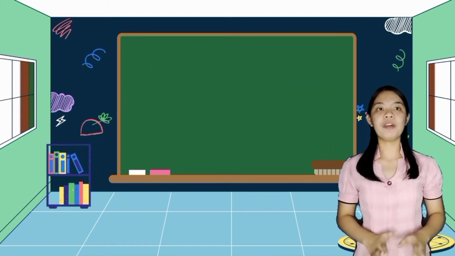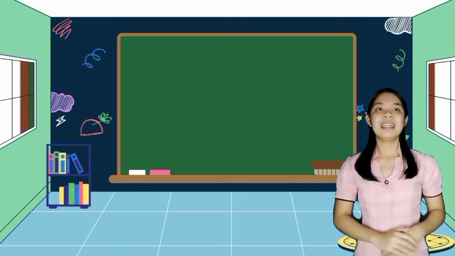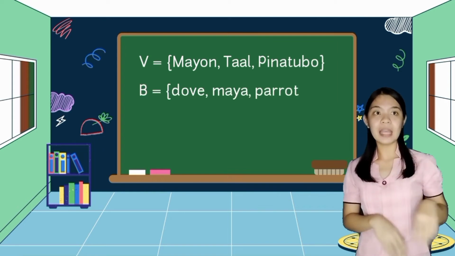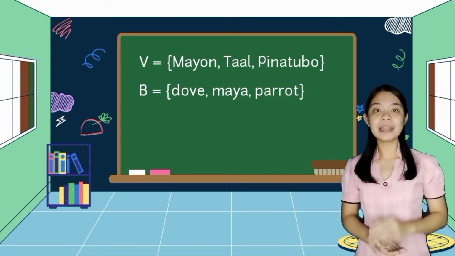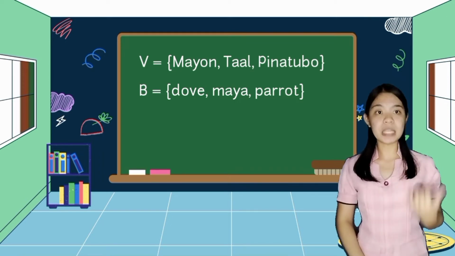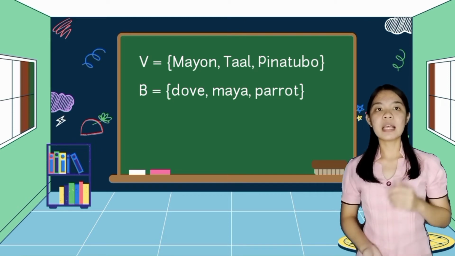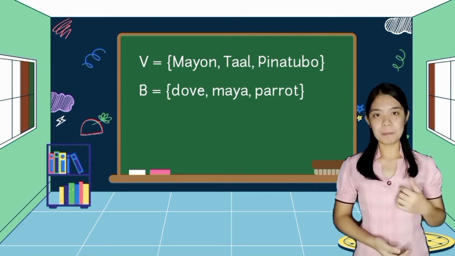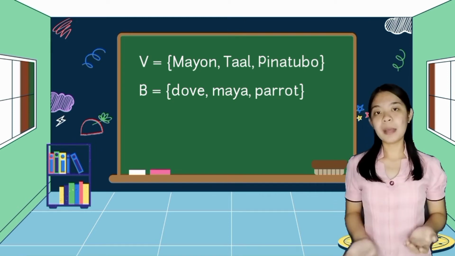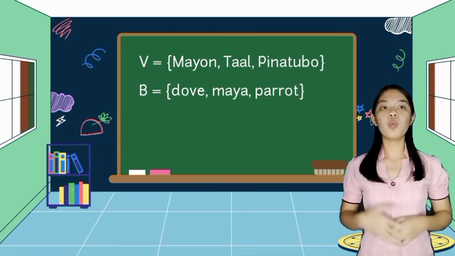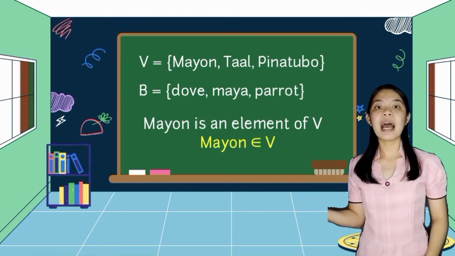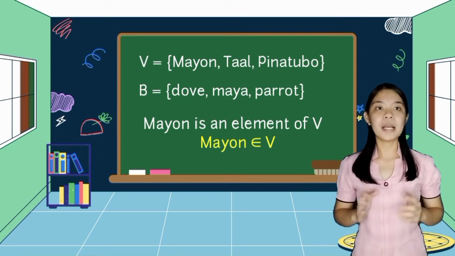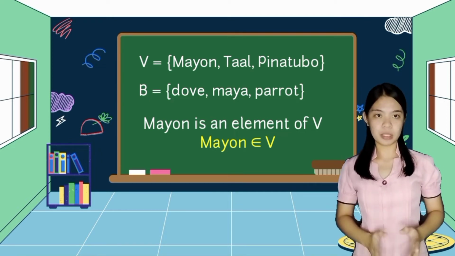Now, let's consider the following sets. Another example: the sets V and B, as in boy. V contains Mayon, Taal, and Pinatubo. And B contains Dove, Maya, and Parrot. To show the elements and not elements of these sets, we have: Mayon is an element of V. Yes, it is an element of V because Mayon is one of the names of the volcanoes.